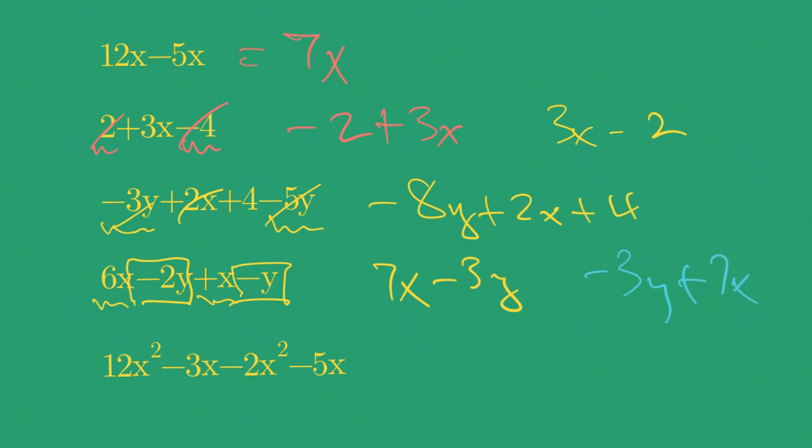Is that the same answer that I just wrote up there in blue? Yes, only in a different format. There you go. Negative 3y plus 7x. Same answer. You have some flexibility in moving these terms around. The signs have got to stay the same, though.